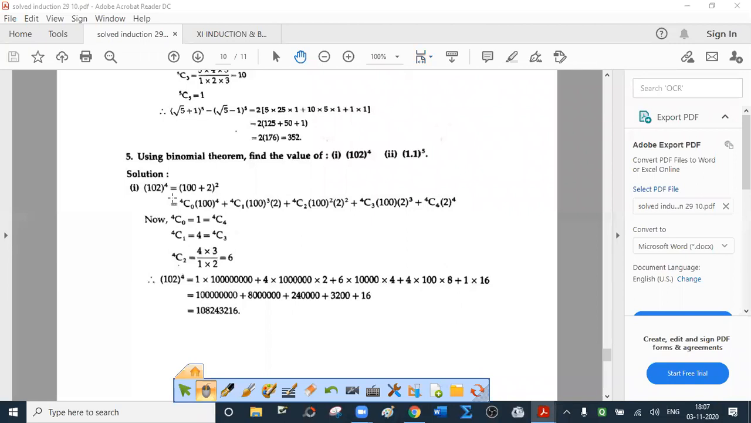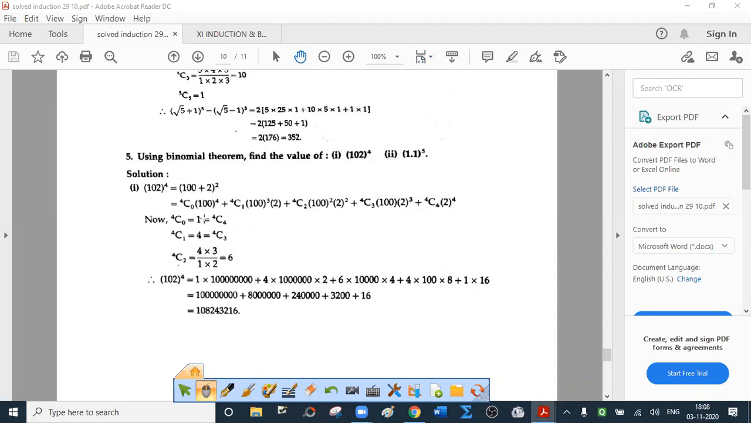102 raised to 4, which is to be written as 100 plus 2 raised to 4. Sorry, it should be 4, not 2. Now, common sense: 102 is 99 plus 3 also, but that is useless. Why? Because powers of 99 cannot be obtained easily. So write 102 as 100 plus 2 only. This should be raised to 4.